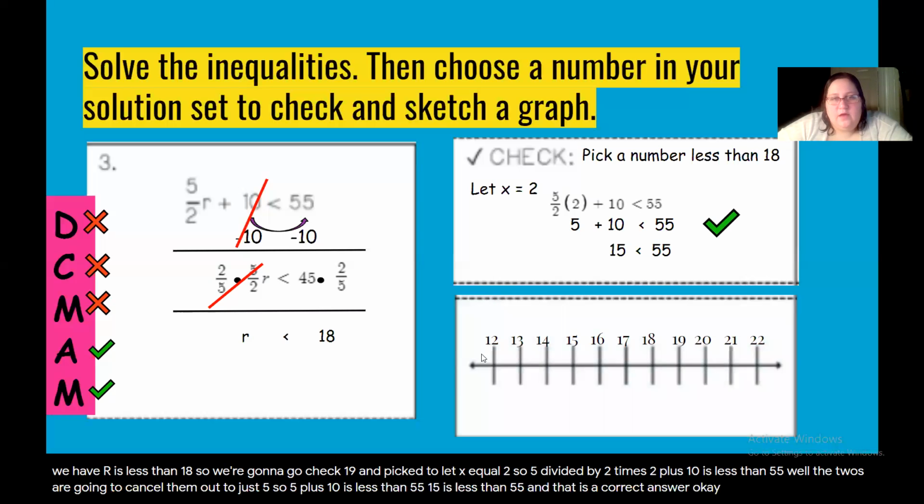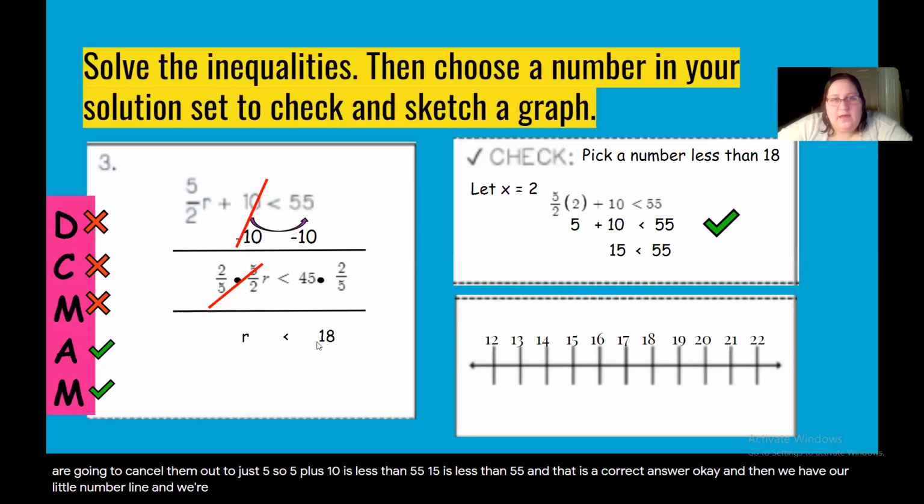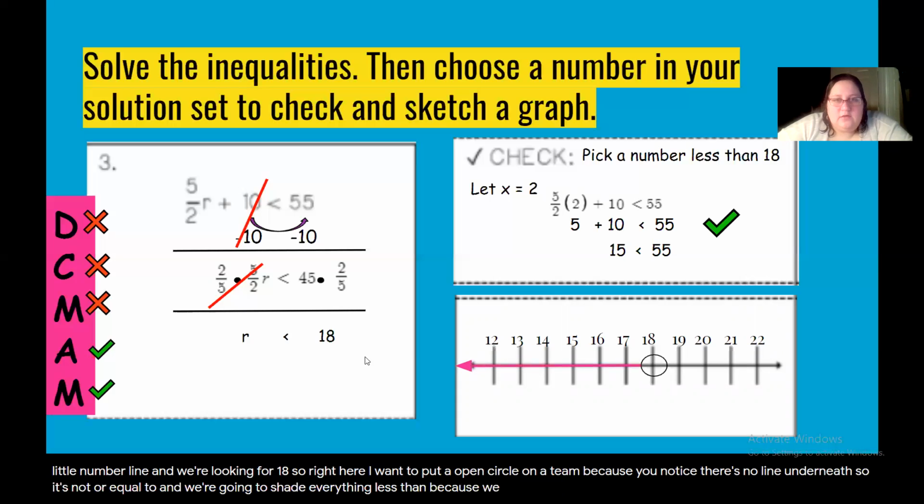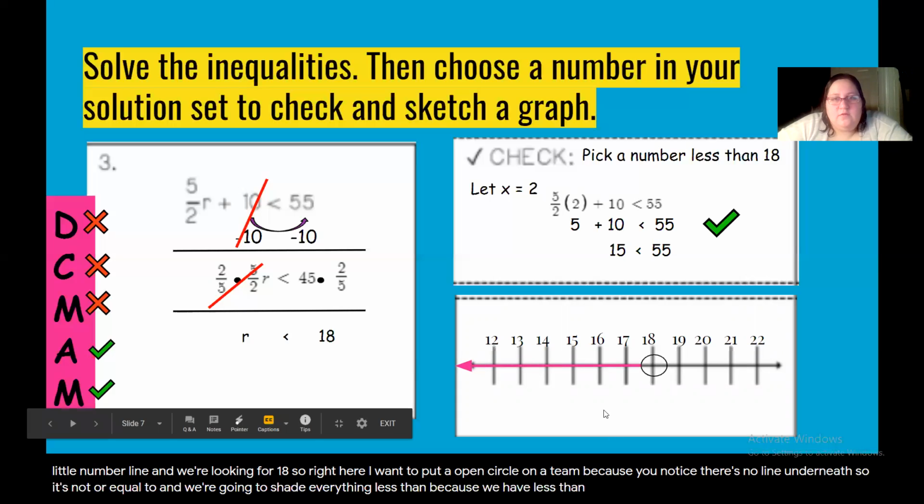Okay. And then we have our little number line, and we're looking for 18. So right here, we're going to put an open circle on 18 because you notice there's no line underneath, so it's not or equal to. And we're going to shade everything less than because we had less than. And that's how you would graph that.